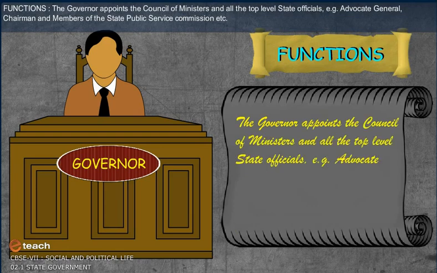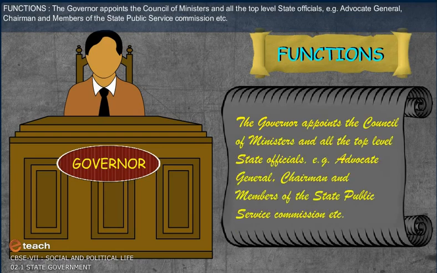Functions. The Governor appoints the Council of Ministers and all the top-level state officials. Example: Advocate General, Chairman and members of the State Public Service Commission, etc.